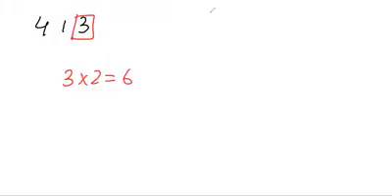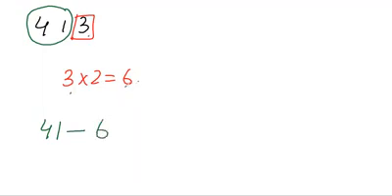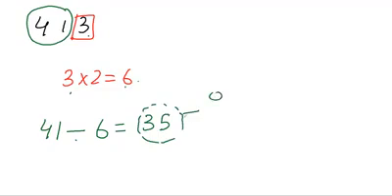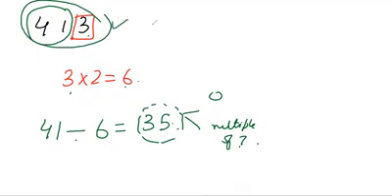So what are the remaining digits? The remaining digits are 4 and 1, so 41 subtracting the 6. Last digit multiplied by 2 and then subtract it from the remaining digits. What you will get: 41 minus 6 is 35. Now this answer should be either 0 or a multiple of 7. So it's a multiple of 7 because 7 times 5 is 35. It means 413 is divisible by 7.